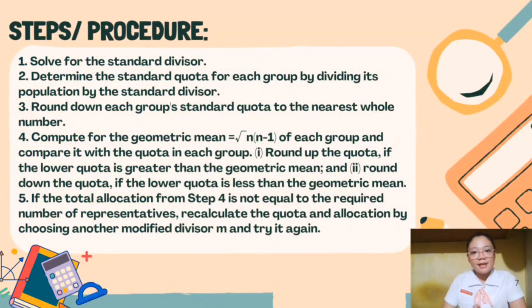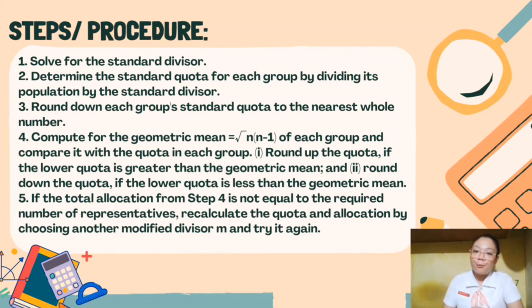So good day everyone. Today I will be discussing the steps of the Huntington-Hill method. It is used for fair apportionment in legislative representation. It ensures that seats are distributed proportionally based on population. So I will explain each step.